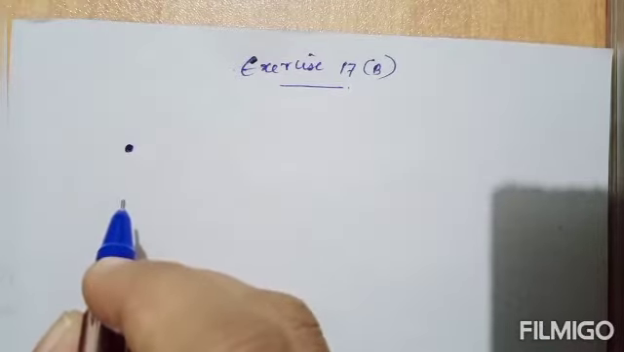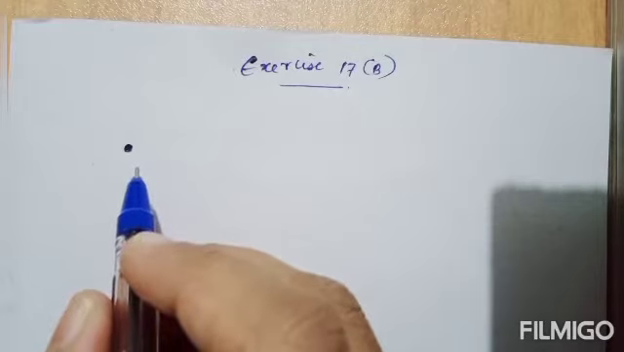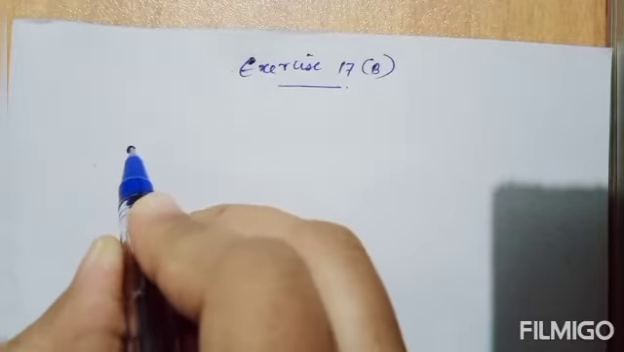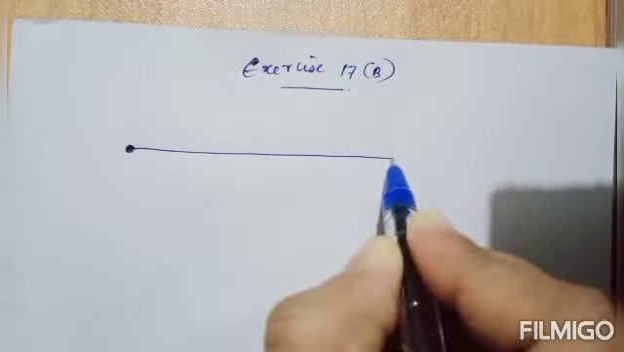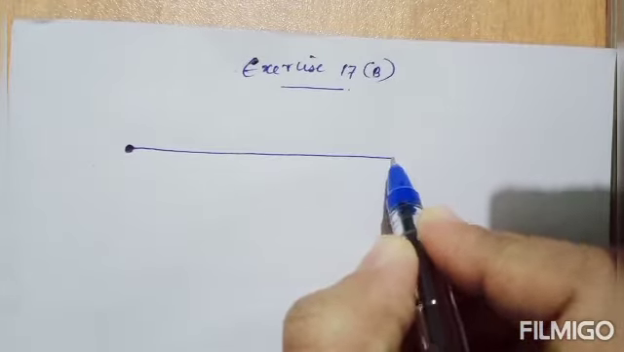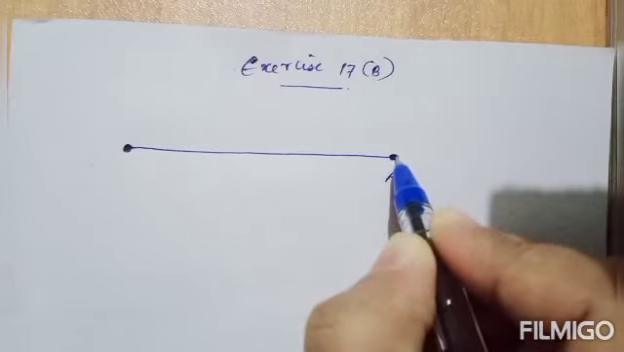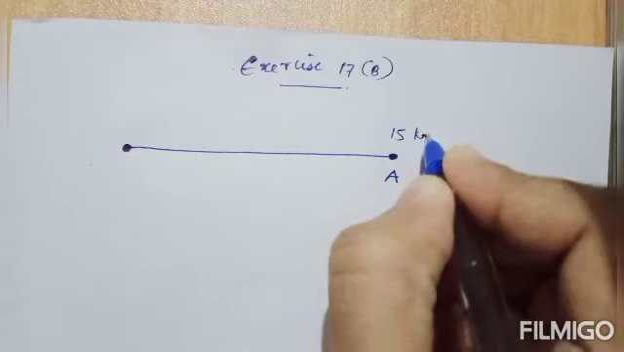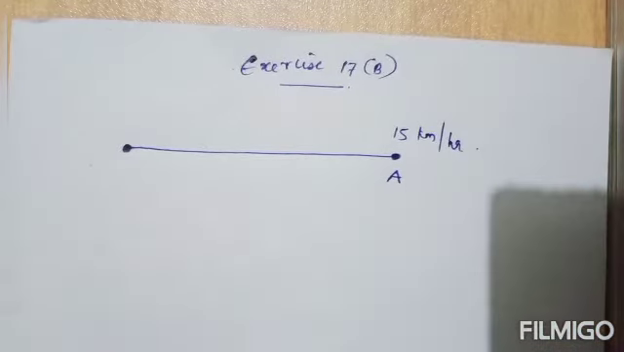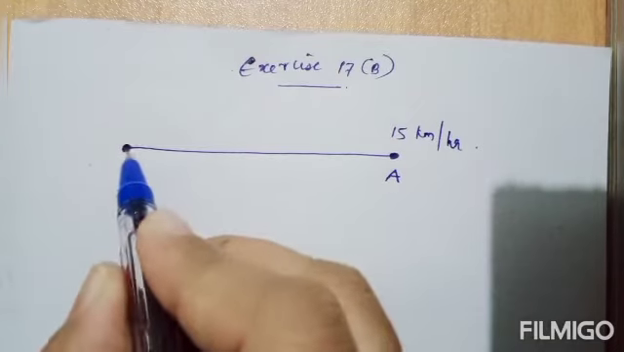So two persons A and B start their journey from the same point and at the same time also. A is moving with the speed of 15 km per hour, and let this be the ending point of A. Let A reach at this point. A's speed is 15 km per hour. Now B's speed is 12 km per hour.